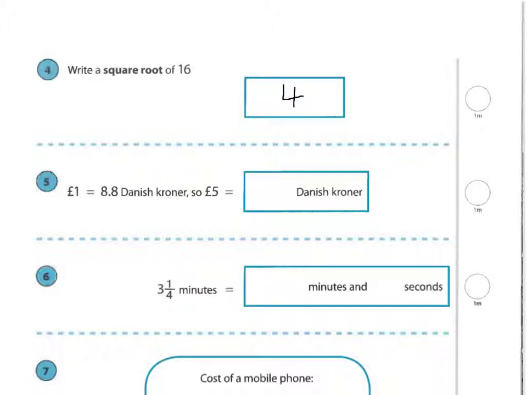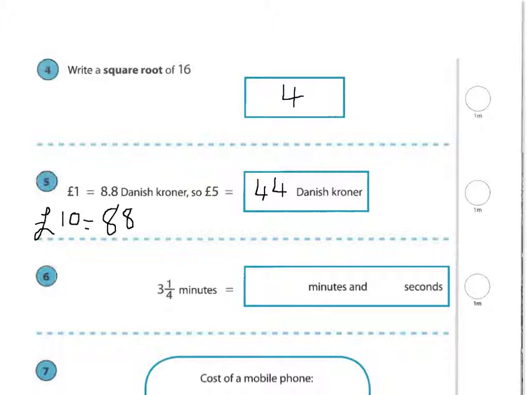So, a couple of different ways to do this. One way is we could multiply the 8.8 by 5. Another way is we could say if £1 is 8.8 kroner, then we know that £10 is going to be 88 kroner. And then what we could do is half it, giving us 44 kroner as the £5 answer.